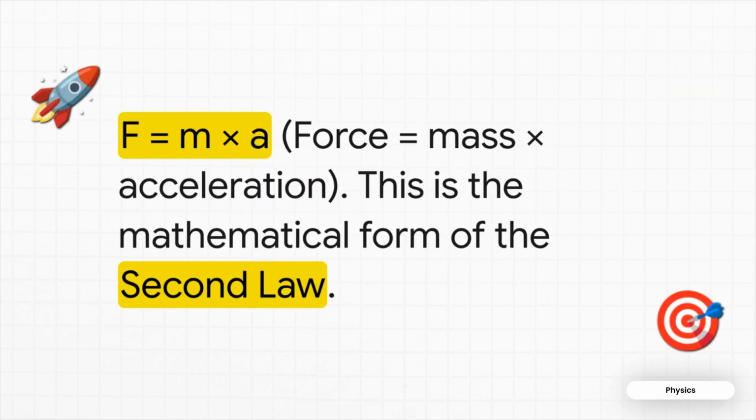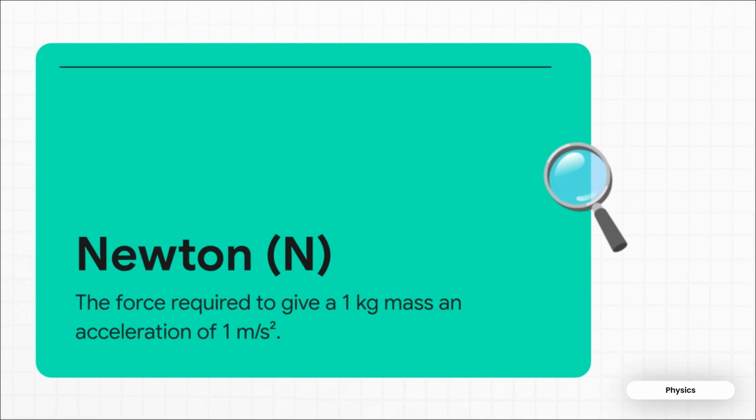And here it is. F equals m times a. Force equals the product of mass and acceleration. This is the mathematical form of Newton's second law. And trust me, this is the one you need to remember, always. Now, if we have a formula for force, it must have a unit, right? The SI unit for force is the Newton, which we write with a capital N.